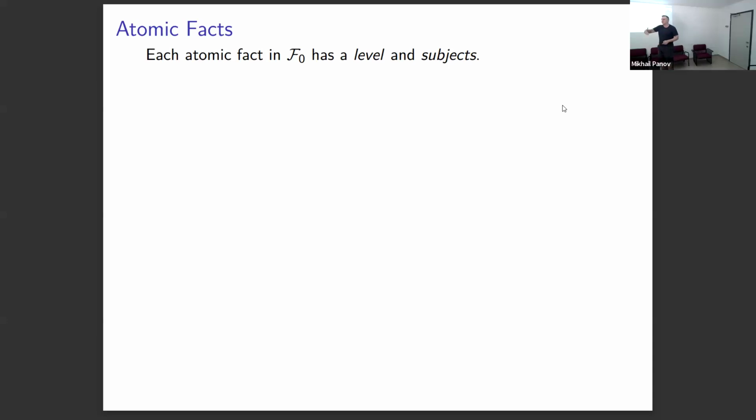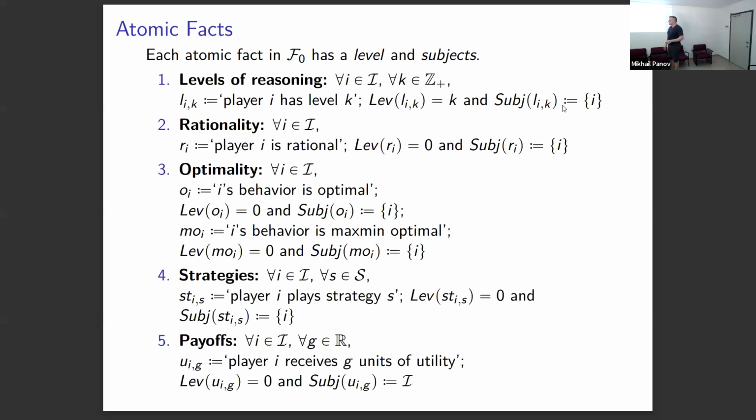Another thing: because I have finite levels of reasoning, I don't want my players to think too deep if they're level 5. So I want to keep track of how difficult the statement is. It's going to be a level of the statement. And in this simple language, I consider only 5 types of statements, atomic facts. They are levels of reasoning, saying player I has level k. By definition, I say this statement has level k.